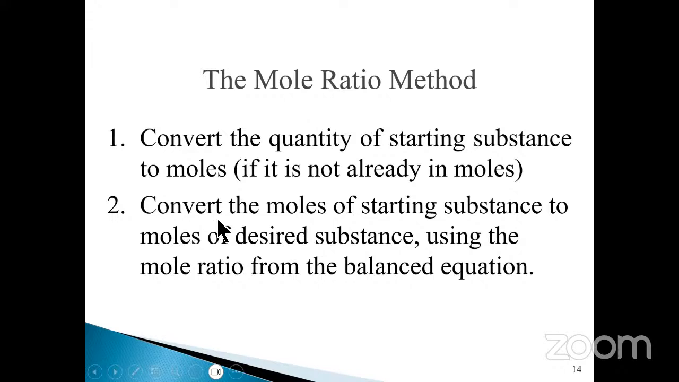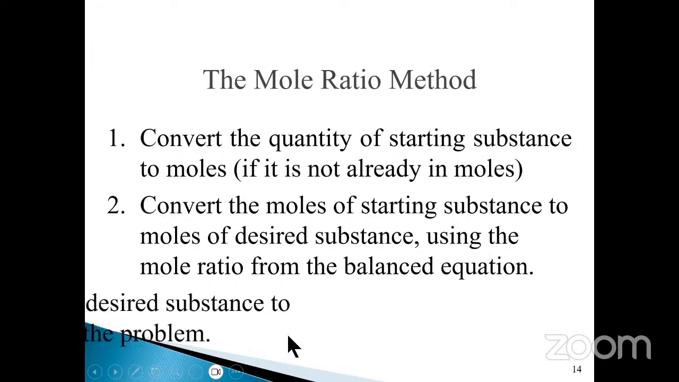And then step number 2 is where you convert the moles of the starting substance to the moles of the desired substance. So the substance that they're referring to as a starting substance is the substance that you're given information about, or the substance you have determined the number of moles of from step number 1. And then the desired substance is the one that you're trying to find out the mole value of. And of course, you're going to use the mole ratio from the balanced equation in order to do that.